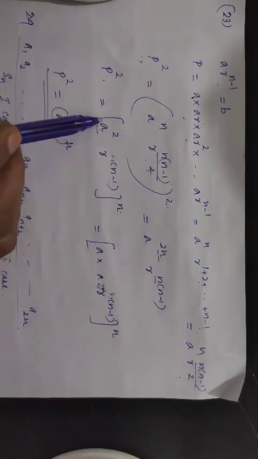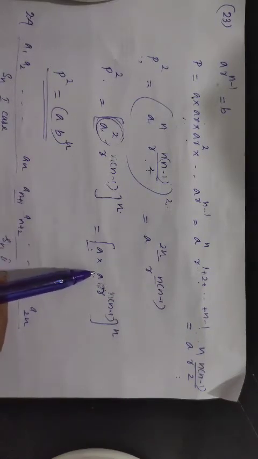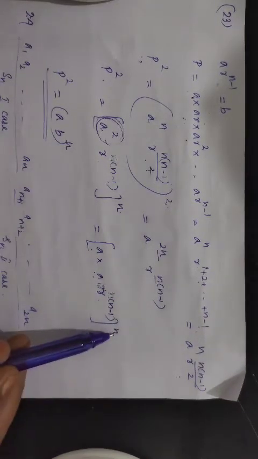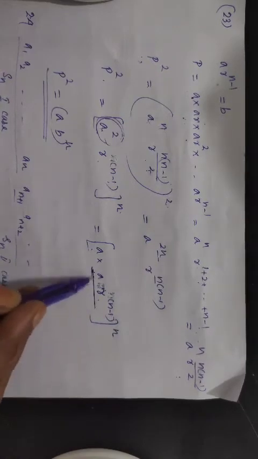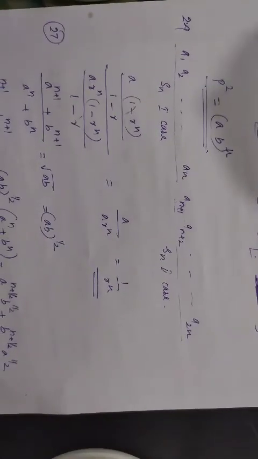Okay. Then A square, we can write A square as A into A. Then R raised to n minus 1 whole raised to n. But we know A into R raised to n minus 1 is B given. By substituting, P square is equal to A into B whole raised to n. That is 23rd question. Then 24th one, question number 24.